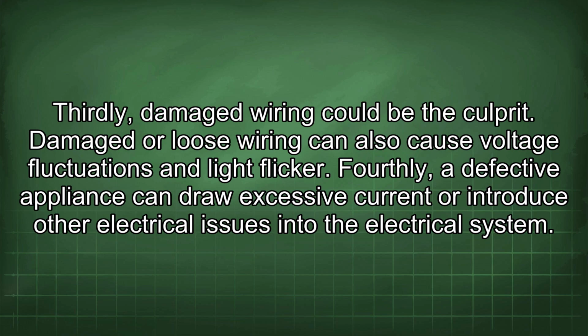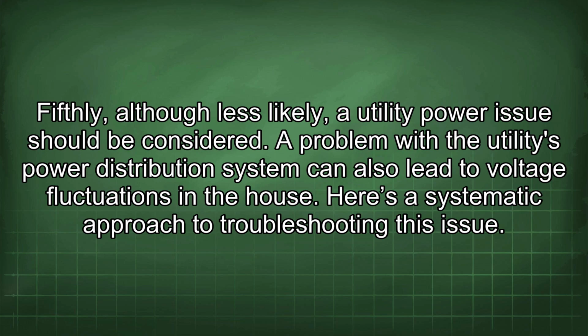Fourthly, a defective appliance can draw excessive current or introduce electrical issues into the electrical system. Fifthly, although less likely, a utility power issue should be considered. A problem with the utility's power distribution system can also lead to voltage fluctuations in the house. Here's a systematic approach to troubleshooting this issue.